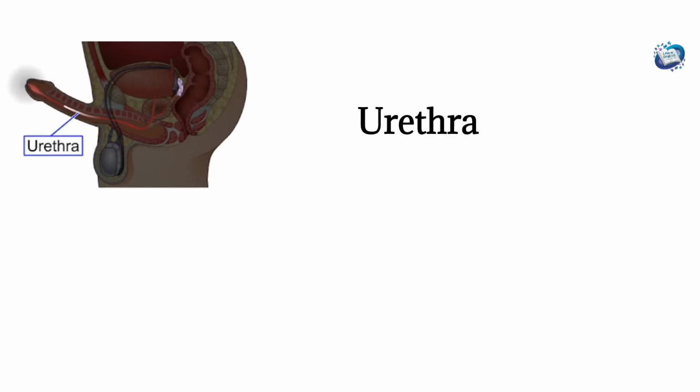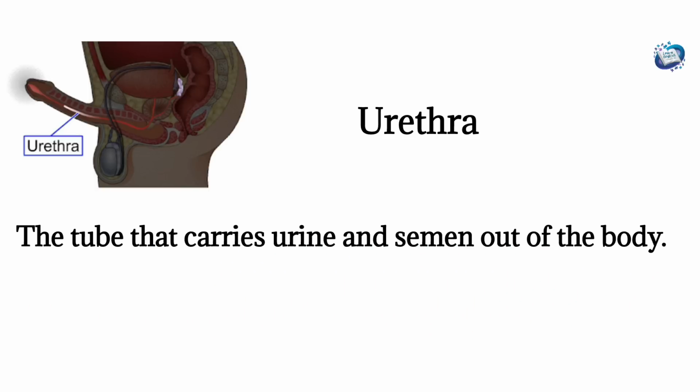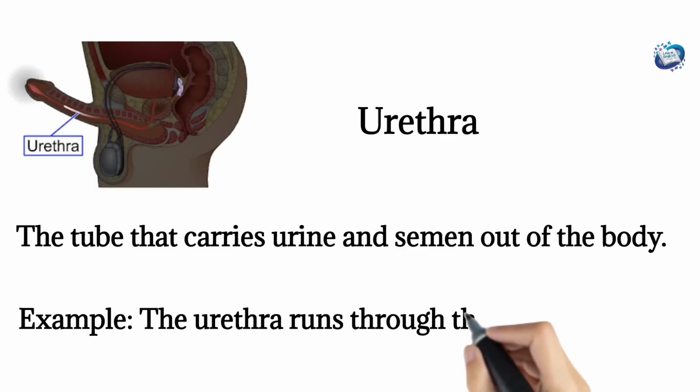Urethra. The tube that carries urine and semen out of the body. Example: the urethra runs through the penis.